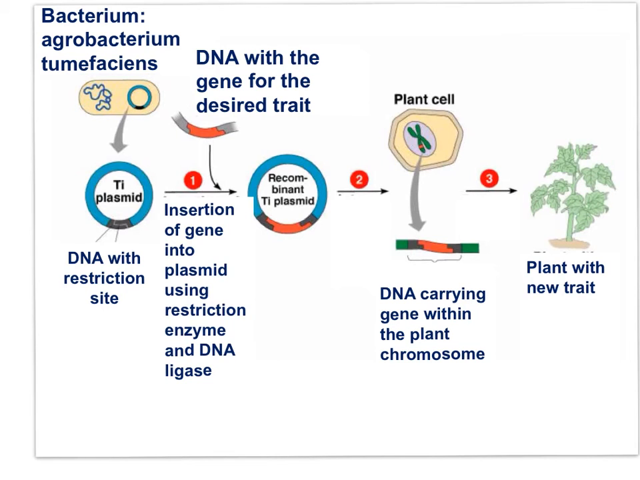Here is an image that shows the use of a plasmid to transfer a gene into a plant. Here's our gene of interest. Here's the plasmid with its restriction site. Here's the recombinant plasmid, and we can see that the plasmid has been inserted into a plant cell. Then the plant expresses the trait of the gene because when genes are transferred between species, the amino acid sequence of the polypeptide is unchanged because the genetic code is universal.